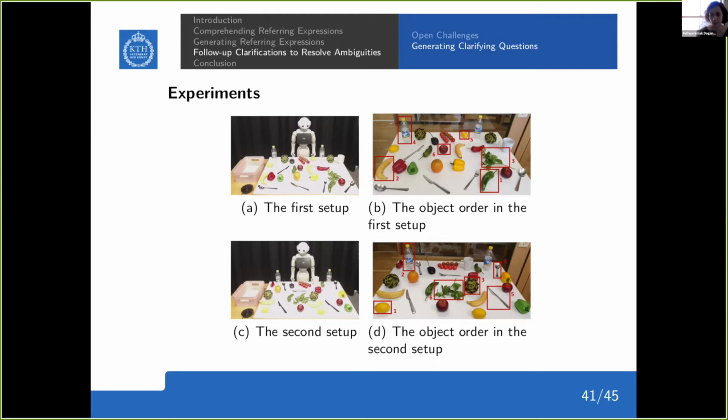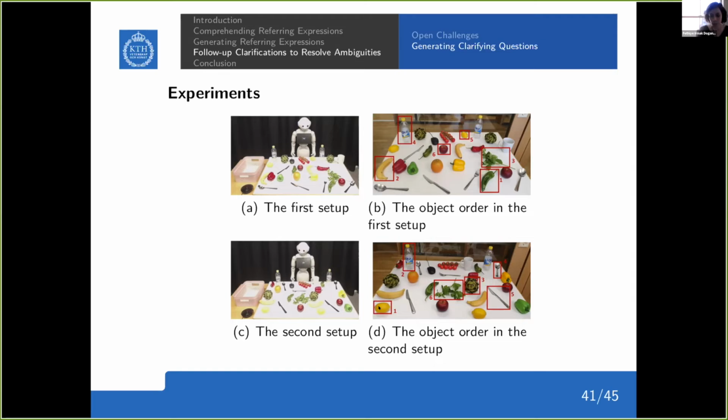They follow an order while describing objects. They started with this object and continued second, third, fourth, fifth, and sixth. And then whenever they were done with the first setup, they continued with the second setup, and they described the objects in a second order.